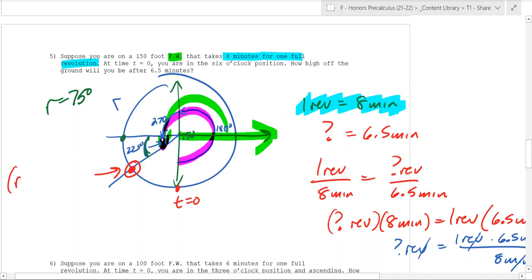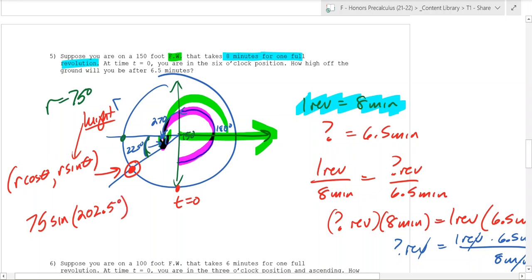Well, we know it's going to be r cosine theta, r sine theta, where this is the height, because that's the y coordinate. So we're looking at 75 sine of 202.5 degrees. And we get that because this distance right here is 202.5, because that's going to be 292.5 minus the 90 degrees. You're subtracting this. So when you do that out on your calculator, you end up with y is equal to negative 28.701. That's the distance from here to here.